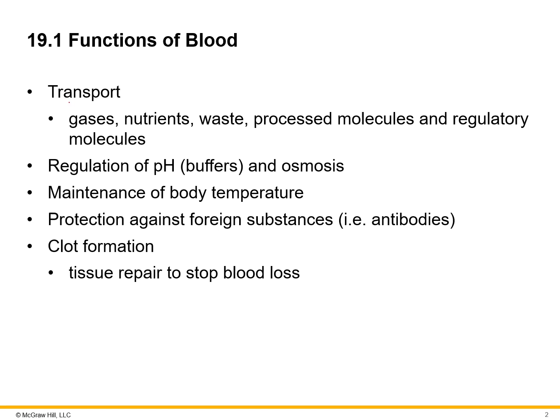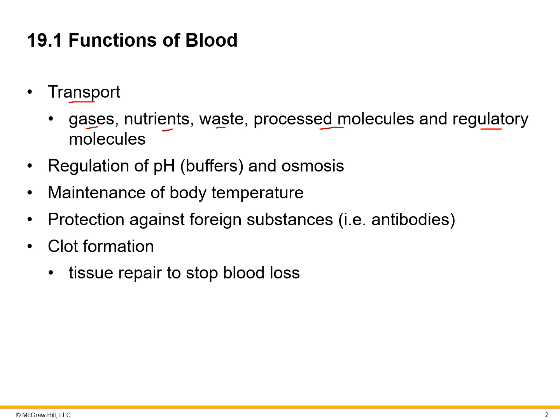But number one, transporting things, and this includes multiple things. The blood transports a lot: gases like oxygen and carbon dioxide, nutrients like glucose, and it also gets rid of waste products from our cells, processed molecules. So as we go through metabolism and our body's breaking things down or making things, regulatory molecules like different hormones. So again, lots of things moving through the blood.